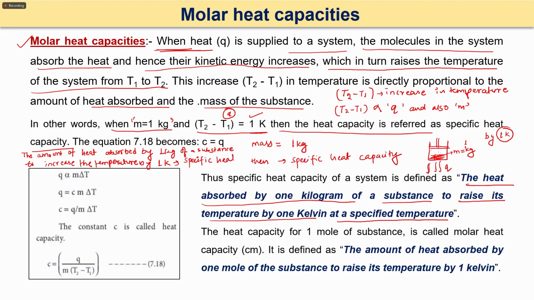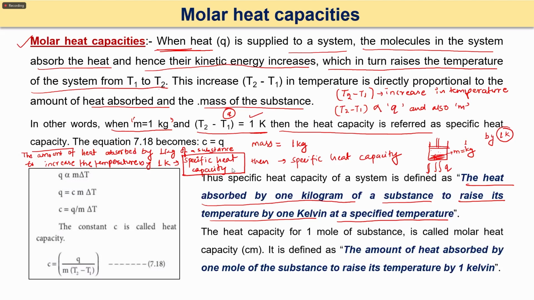Specific heat capacity. Okay, this is the case, we call it specific heat capacity. So if mass is defined like you are taking 1 kg of substance, then we call it specific heat capacity. What we calculate it for 1 mole of substance, in that case, what will we call it? Because in chemistry we deal with the mole. We call it molar heat capacity.